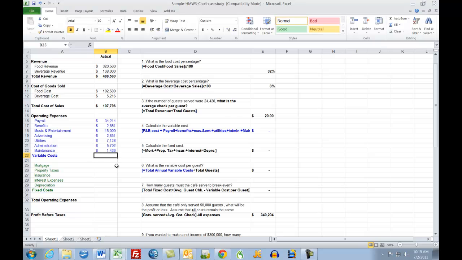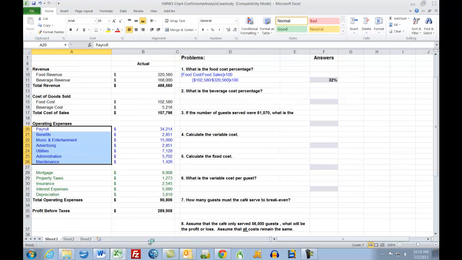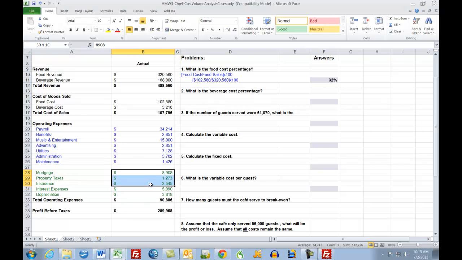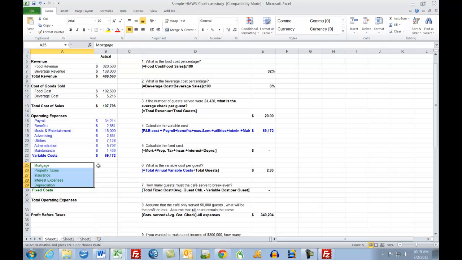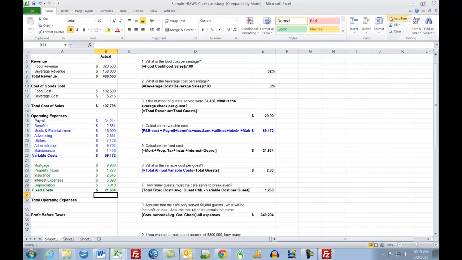So the variable cost is basically the total for this column right there. And then you've got the fixed costs: mortgage payable, property taxes, insurance. All of these do not change. They're always the same, so every month you're going to pay the exact same amount. So I'm going to take all of my fixed costs, copy them over to my sample sheet, and plug them in. And then I will add up those costs.